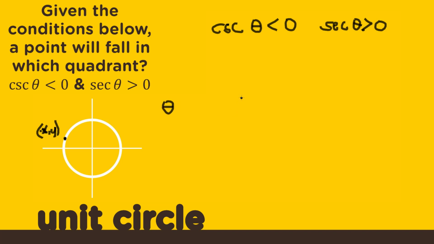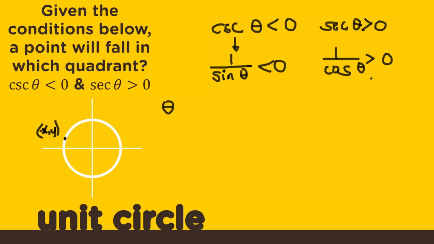First, cosecant theta is actually the reciprocal of sine. You need to really review that relationship. This is 1 over sine theta, which must be less than 0. And secant theta is also the reciprocal of cosine. This is actually easy if you remember the equivalent forms of trigonometric functions. At the same time, a little bit of analysis will do.